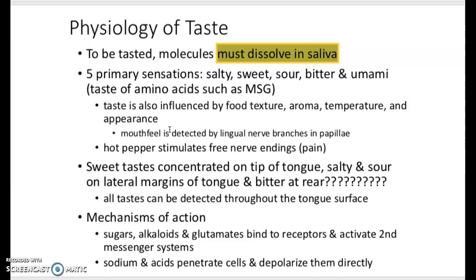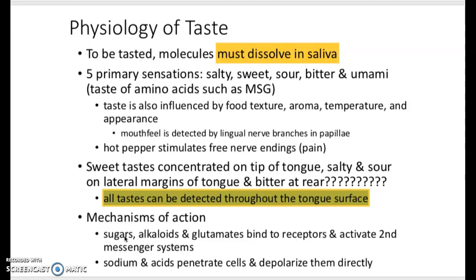Lots of other things determine taste. Texture, aroma, you guys are all familiar with what makes your food taste good. People who like really hot foods stimulate actual pain nerve endings. This idea that different tastes are on different parts of the tongue is not necessarily true, as all tastes can be detected throughout the whole tongue surface.